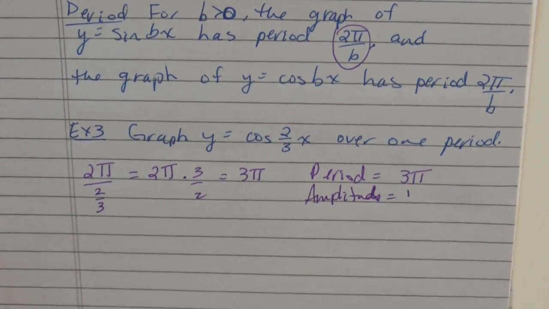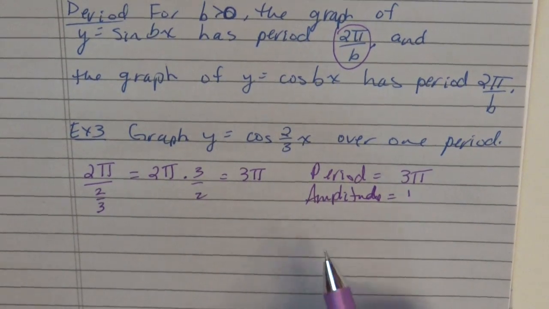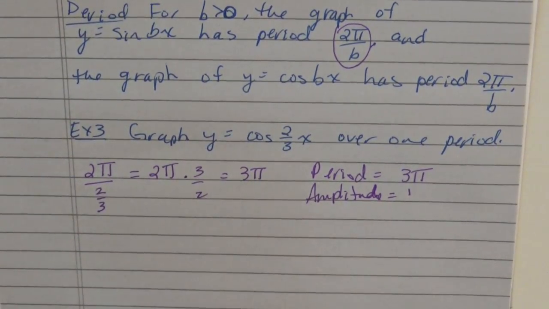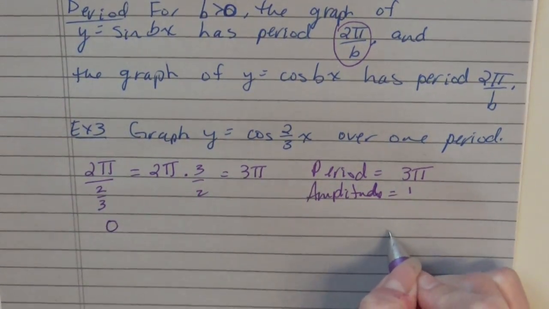Okay, so that just means my max and min values will be at 1. Now that we know our period, we need to divide it up into 4 equal intervals. So let's look at how to do that. We're going to go from 0 to 3 pi.